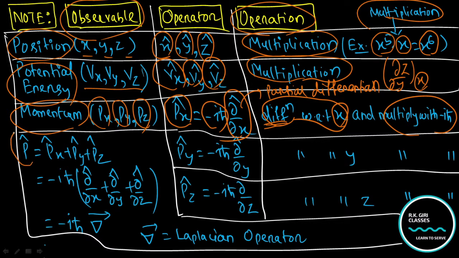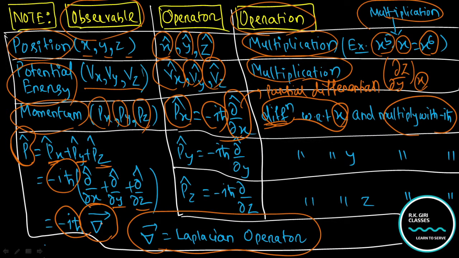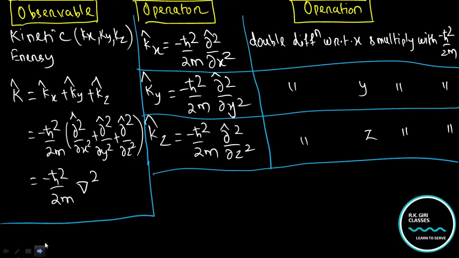Now coming to the point, if you have to calculate the total momentum, you have to focus on the three axes, that is Px, Py, Pz. The value will be del by del x, del by del y, del by del z, that is minus i h cut del, that is the Laplacian operator. Coming to the next slide.